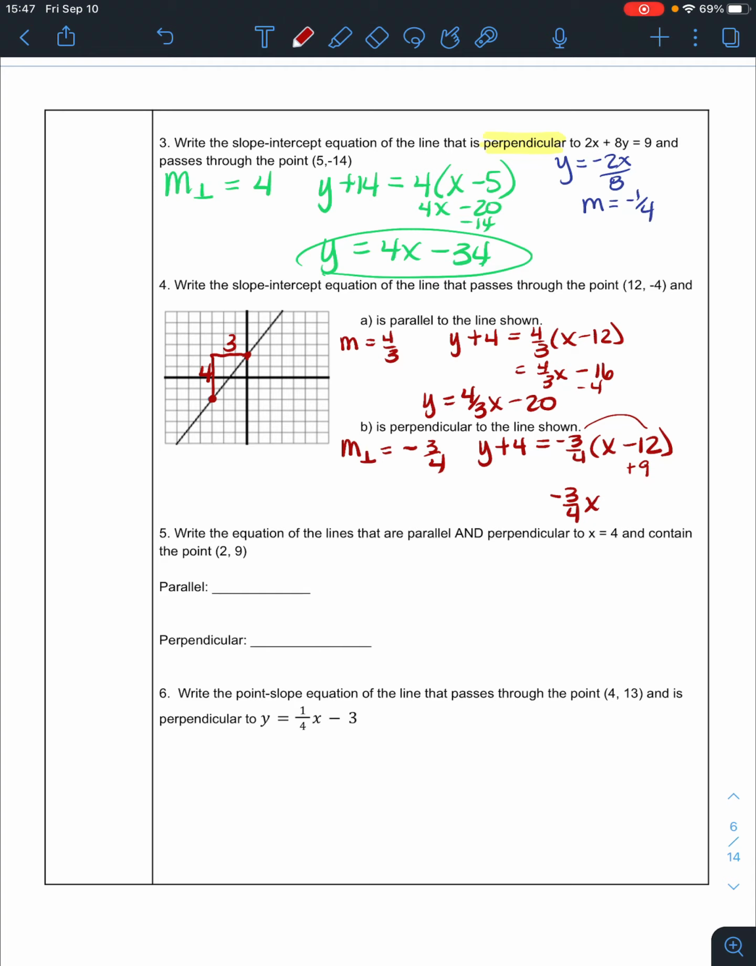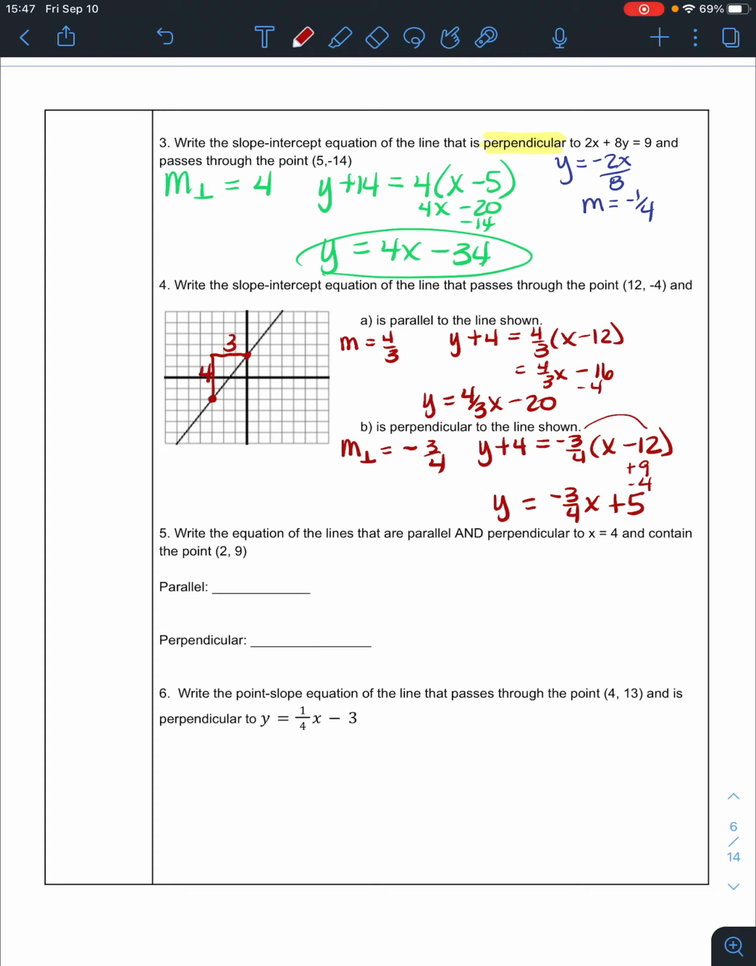Then I've got to deal with that plus 4 over there, so I'm going to subtract 4 from both sides, and I'll get plus 5. So y is equal to negative 3/4 x plus 5. Number 5, write the equation of the lines that are parallel and perpendicular to x is equal to 4 and contain the point 2 and 9.